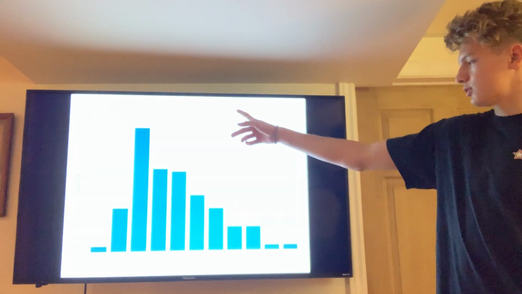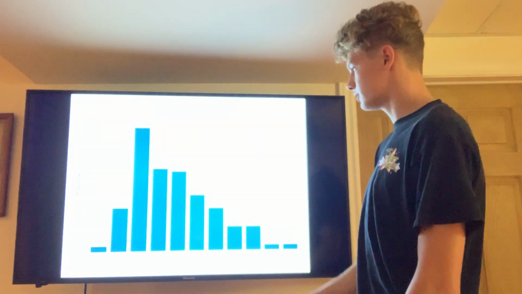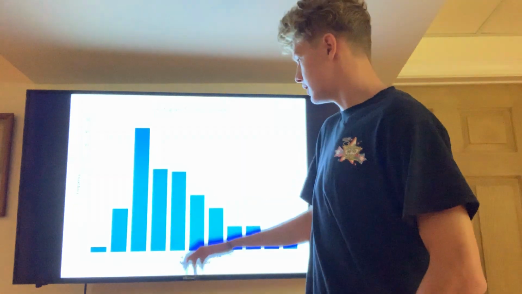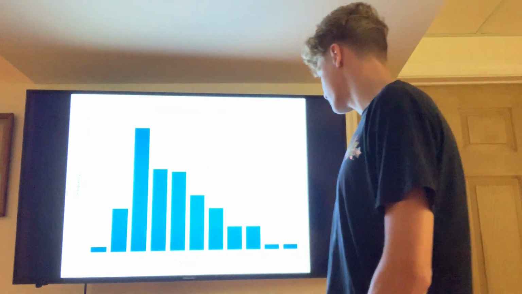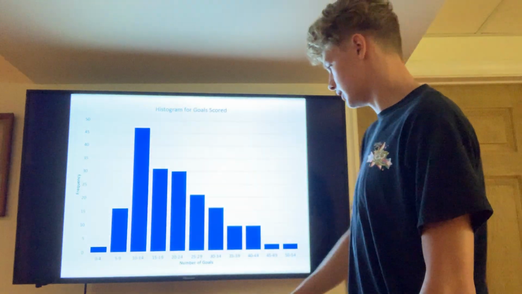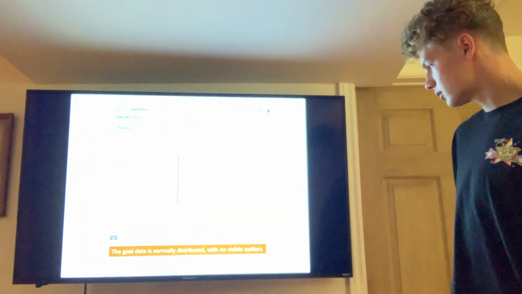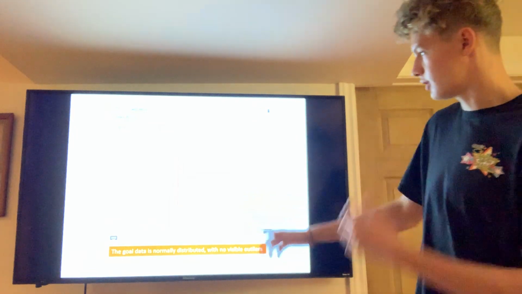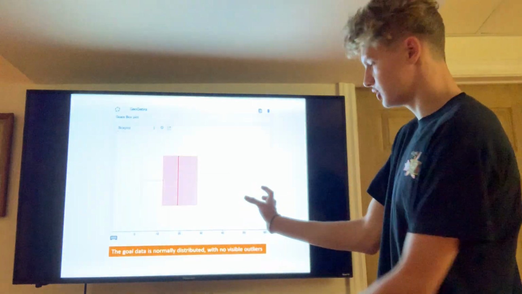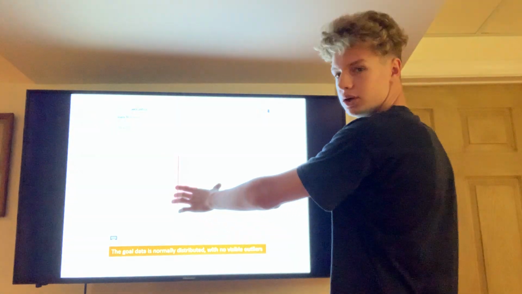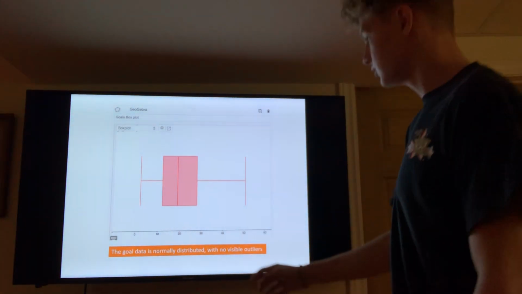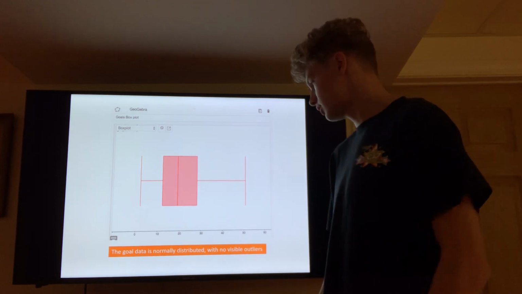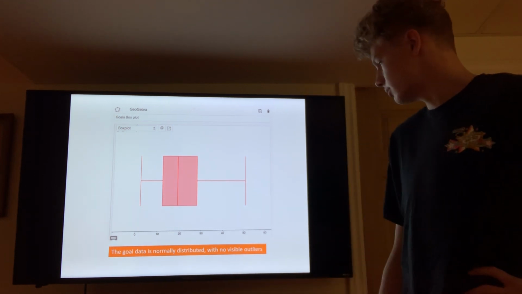Here's my histogram for goals scored. You can see that it's slightly positively skewed, and it drops off a lot on the left side here, and there's not really any outliers on the other side. You can see for the box plot, it shows a better view of the skew here. It's kind of normally distributed, but there is skew.